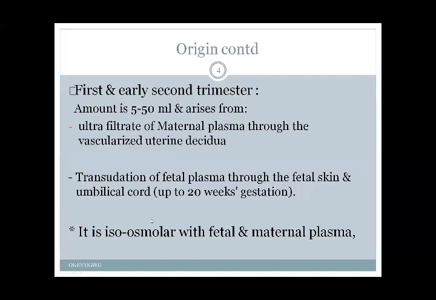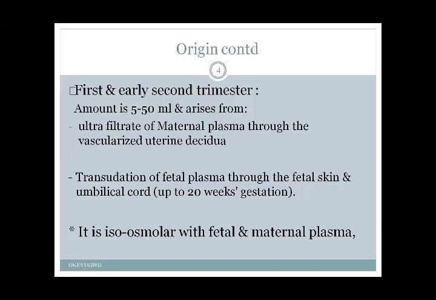This is a very important fact as well, that it is isoosmolar. And the osmolarity is going to be different than what we are going to encounter. Then maybe there will be other complications which we can encounter of hypoosmolarity or hyperosmolarity. So nature has rewarded us with an isoosmolar amniotic fluid with the fetal and the maternal plasma.